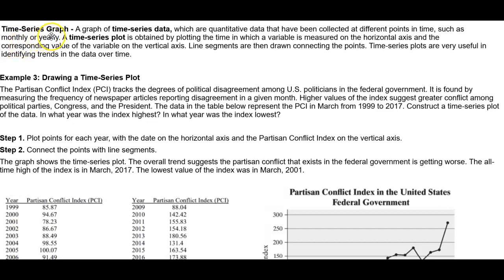Time series graph. A graph of time series data, which are quantitative data that have been collected at different points in time, such as monthly or yearly. A time series plot is obtained by plotting the time in which a variable is measured on the horizontal axis and the corresponding value of the variable on the vertical axis. Line segments are then drawn connecting the points. Time series plots are very useful in identifying trends in the data over time.